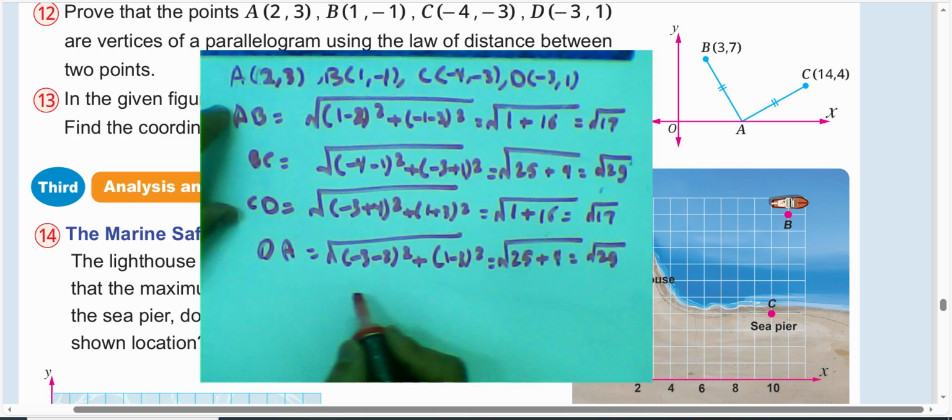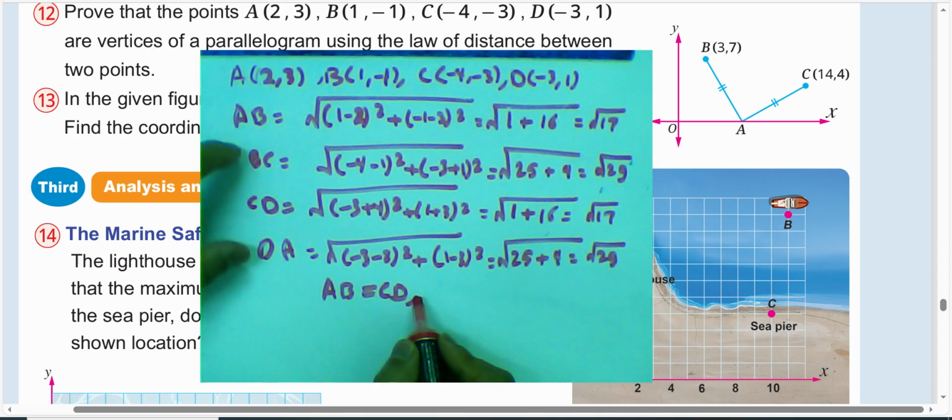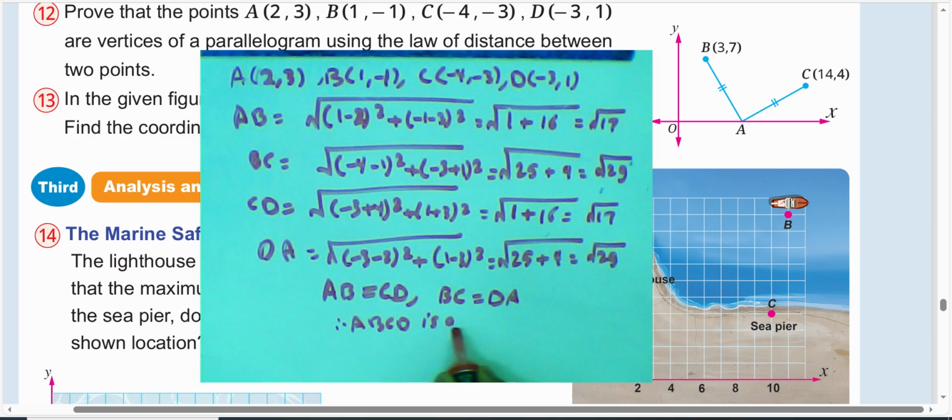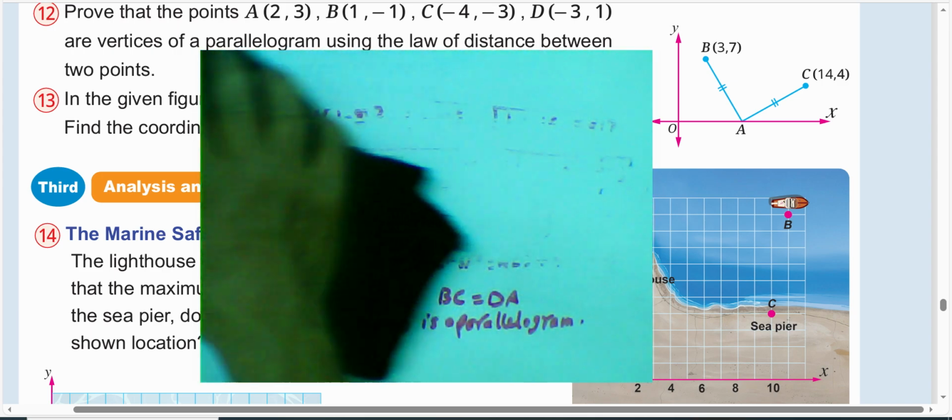Then we have two pairs of equal sides, AB equal to CD and BC equal to DA. And ABCD is a parallelogram. Understood? This is question 12.